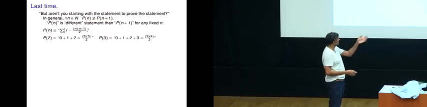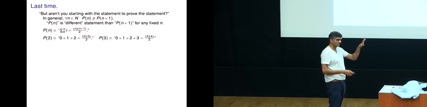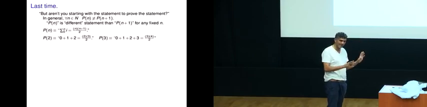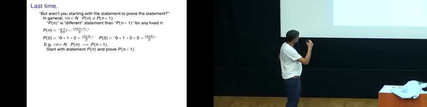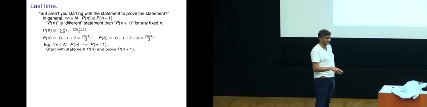Here's an example. P of 2 is this statement. It's syntactically this statement. P of 3 is this statement. Some math nerds will say, well, they're both true, so they're equivalent statements. But syntactically, they're different statements. So for all n in the naturals, P of n implies P of n plus 1. Start with the statement P of n and prove P of n plus 1.